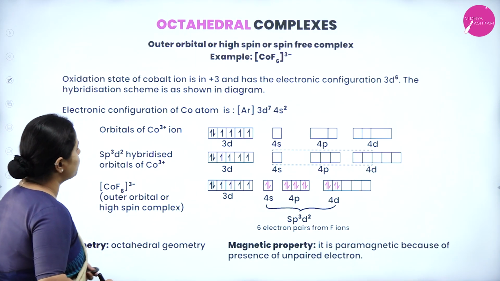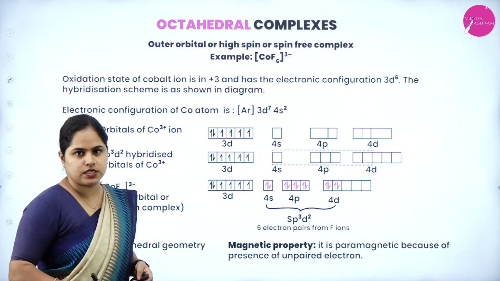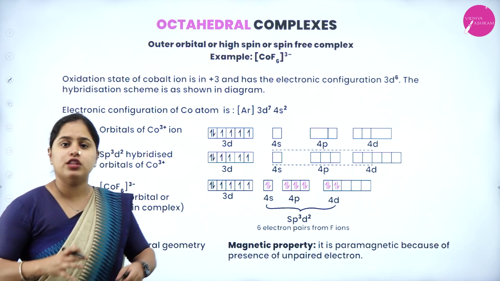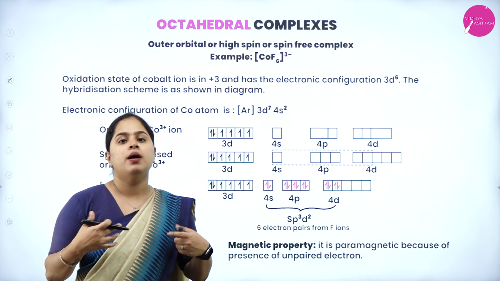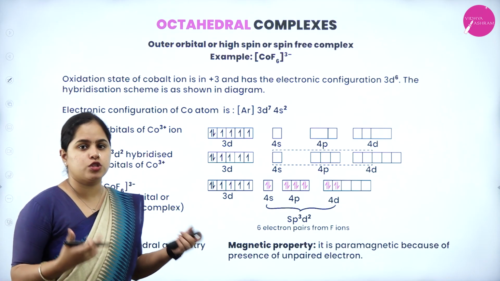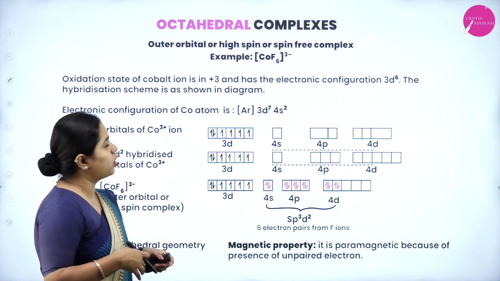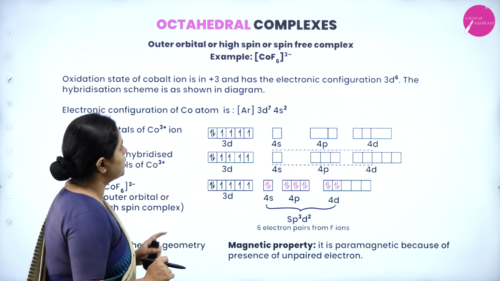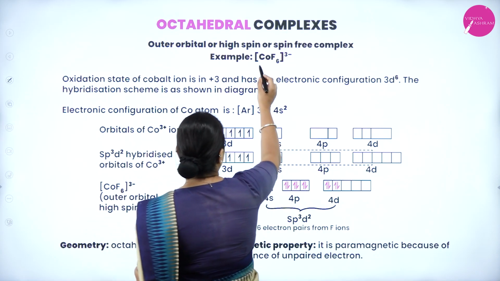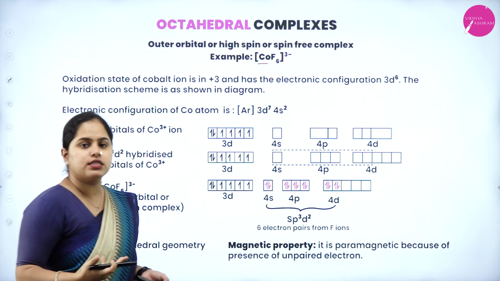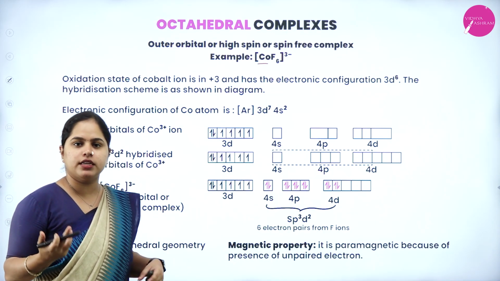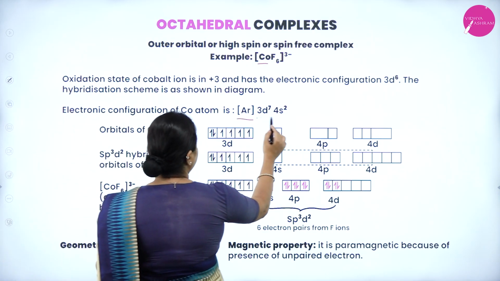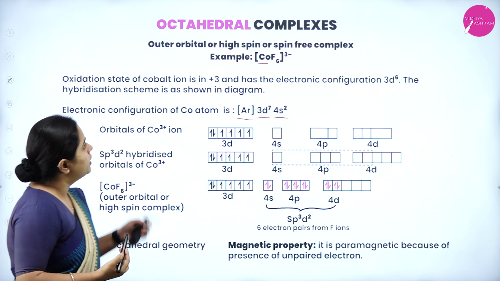Now let's move on to the next one, [CoF6]3-. Let's follow the same steps and understand the magnetic property, whether it is low spin or high spin, whether it is inner orbital or outer orbital, all of that let us discuss. Again, what is the first thing we have to do? Identify the central metal atom. It is again cobalt. So what is the electronic configuration of cobalt in its ground state? It is again argon 3d7 4s2, right?